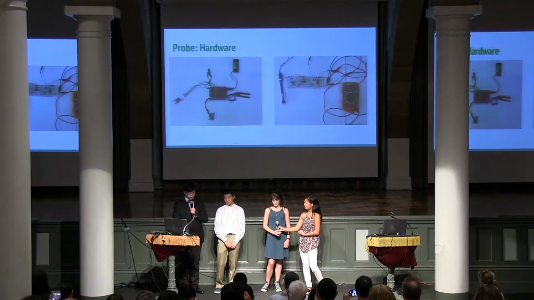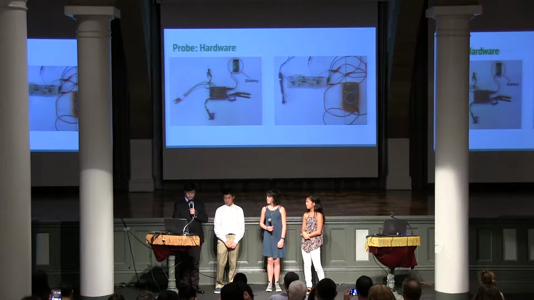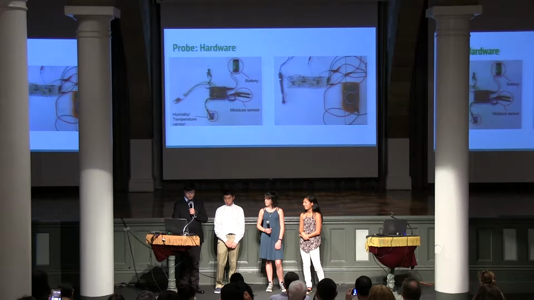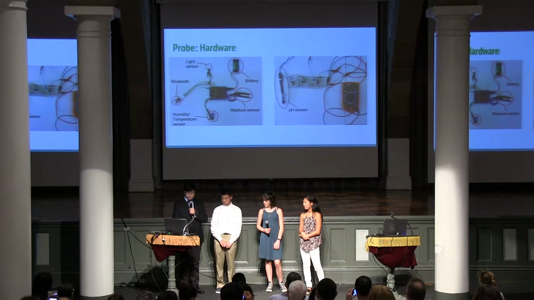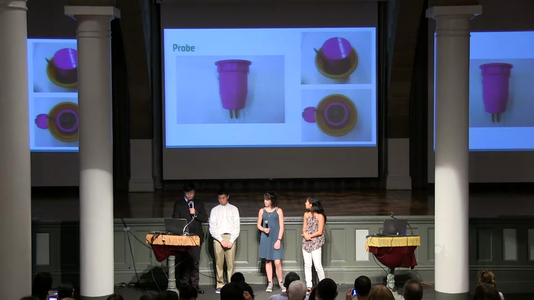So this is the hardware of our probe. Going from the left image in a clockwise direction, that is our battery, moisture sensor, humidity and temperature sensor, our Bluetooth and our light sensor, and the right image is our pH sensor. And these are images of our probe, and you can see this in room 101.